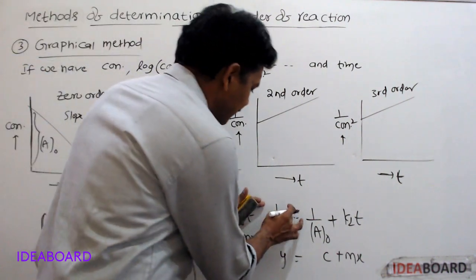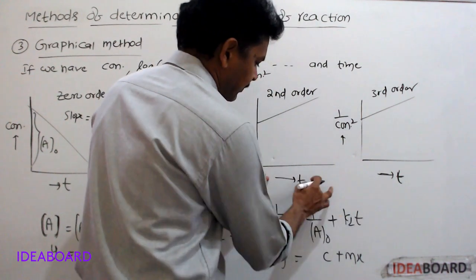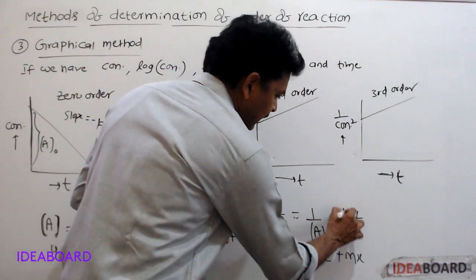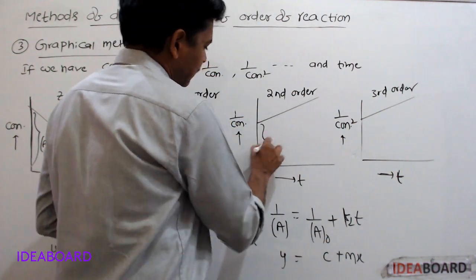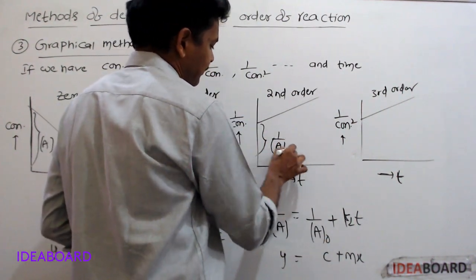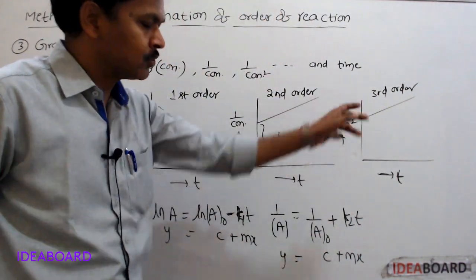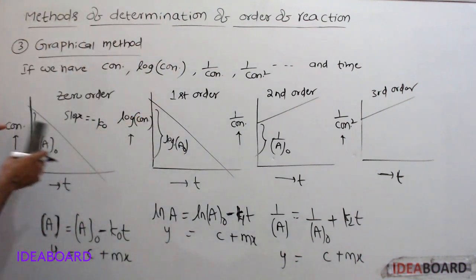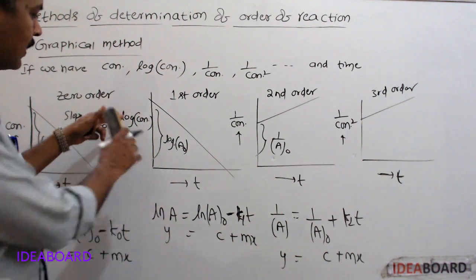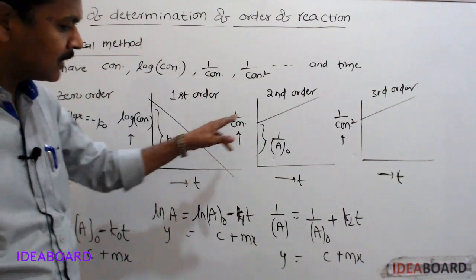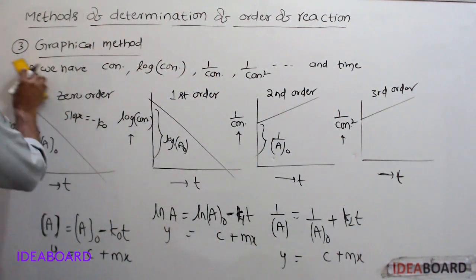When a graph is plotted between 1/[A] concentration and time t, the slope is k₂, a positive slope, and the y-intercept is 1/[A]₀. Like that, for a third order reaction also, we get a positive slope. In the case of zero order, the graph is plotted between concentration and time. Here, log of concentration and time. Here, 1/concentration and time. Here, 1/concentration squared and time. This is the graphical method.